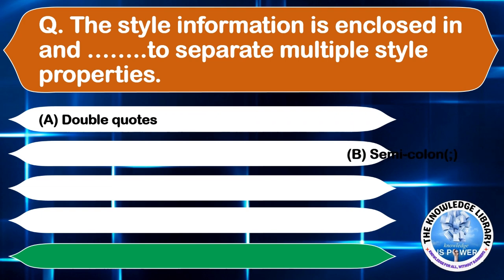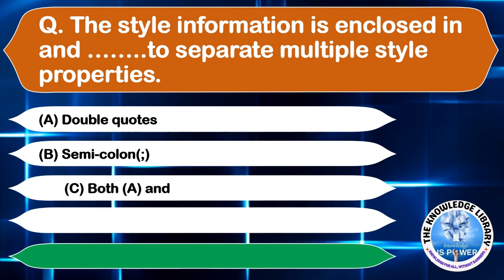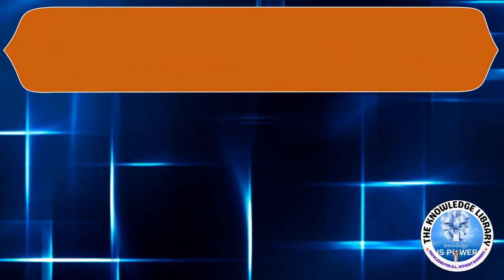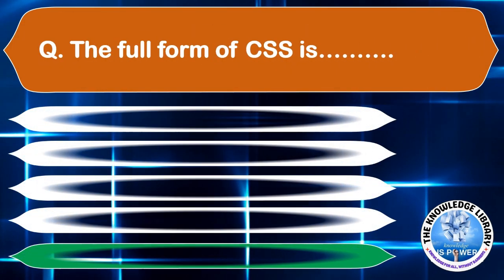The next question is, the style information is enclosed in dash and dash to separate multiple style properties. Option A, double quotes. Option B, semicolon. Option C, both A and B. Option D, none of these. The correct answer is option C, both A and B.